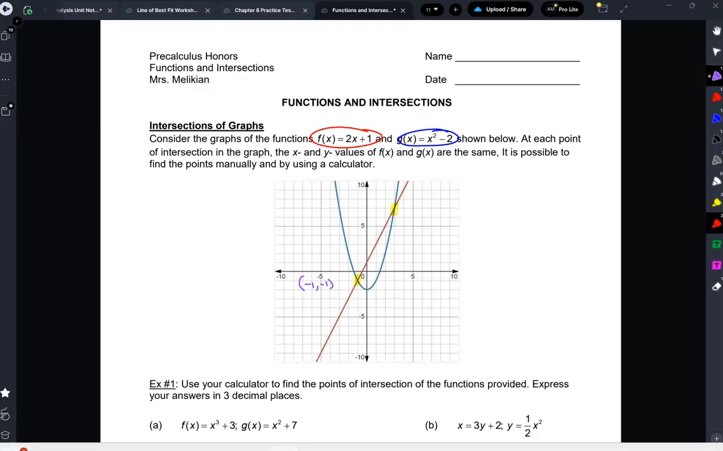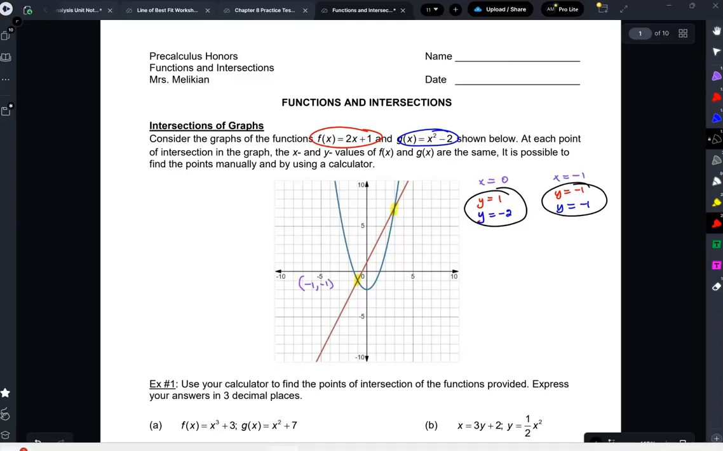So for example, if I look at x equals 0, for the red graph, y is 1. For the blue graph, y is -2. The y values are not the same here. However, if I look at x equals -1, on the red graph, y is -1. On the blue one, y is -1. So only at the points of intersection are the two y values the same.